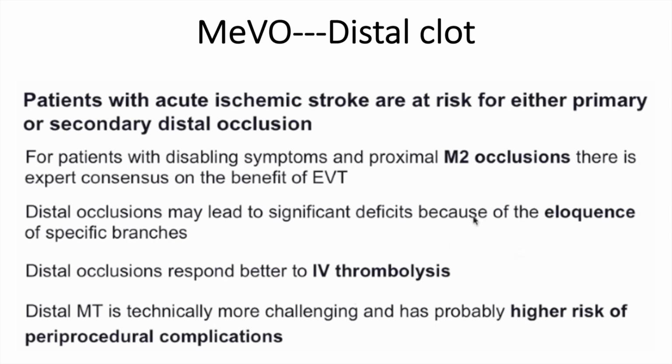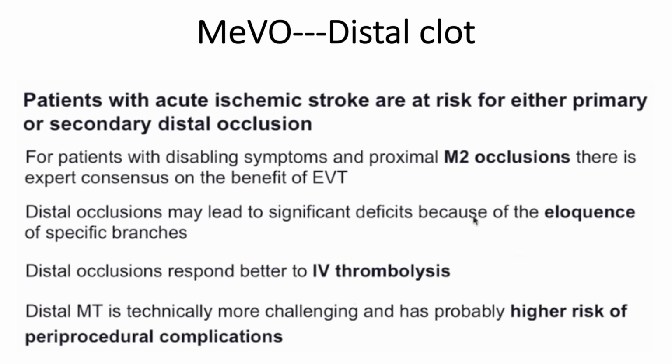And for patients with disabling symptoms and proximal M2 occlusions, there is now expert consensus on the benefit of mechanical thrombectomy. Distal occlusions may lead to significant deficits because of the eloquence of specific branches. You do not need to chase every distal occlusion. You need to see what is the clinical deficit that this branch will cause. If it's an eloquent area, then you may need to intervene on this. But it's important to remember that distal occlusions respond very well to IV thrombolytics. So if the patient is still in the thrombolytic window, probably medium vessel occlusions are better off with thrombolysis.